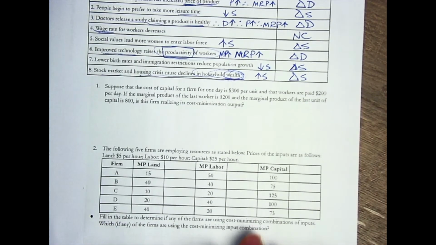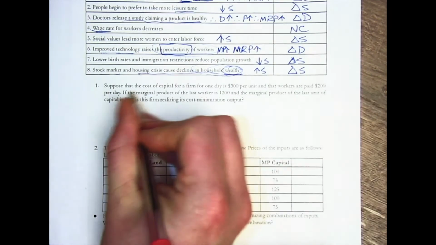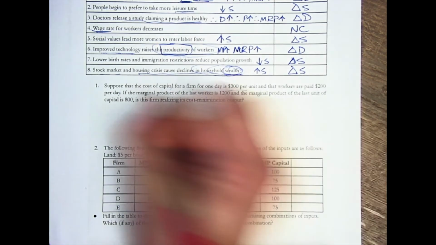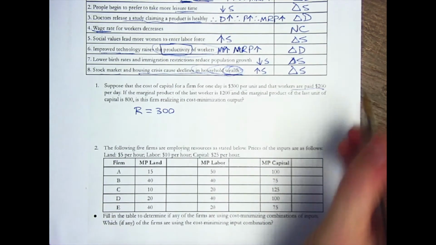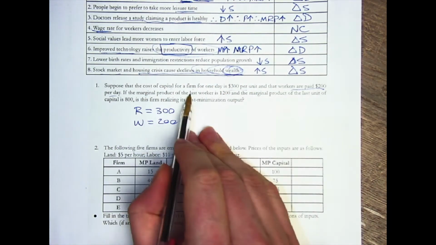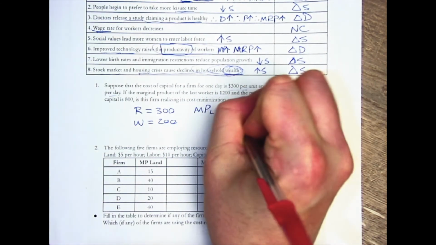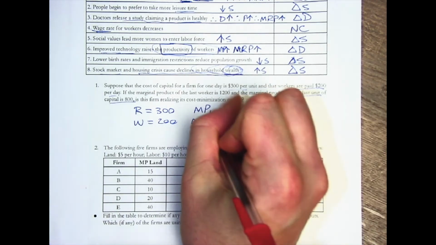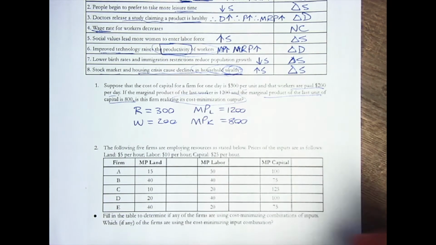Now let's take a look at the bottom couple of problems. These are actually pretty quick. Suppose that the cost of capital for a firm for 1 day is $300 per unit. So we would say the rent is $300, and that workers are paid $200 a day. So the wage is $200. The marginal product of the last worker is $1,200. So MPL equals $1,200, and the MP of the last unit of capital is $800. MPK equals $800. Is the firm at its cost minimizing output?